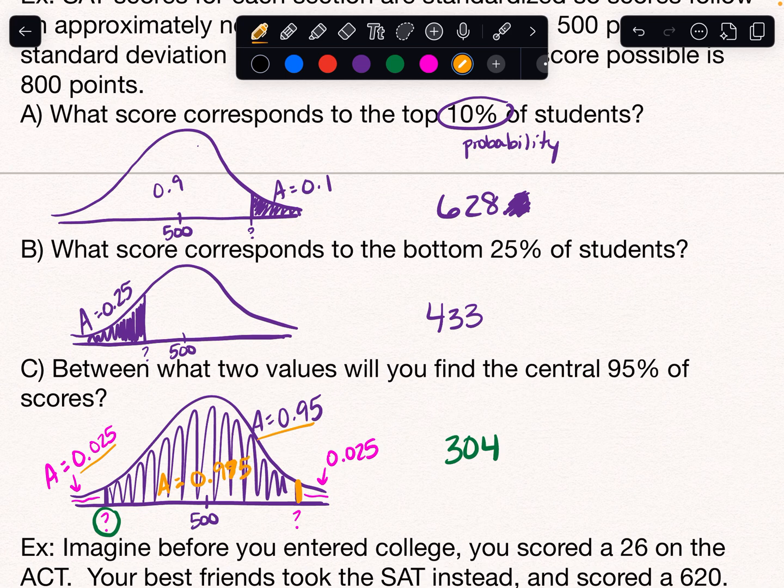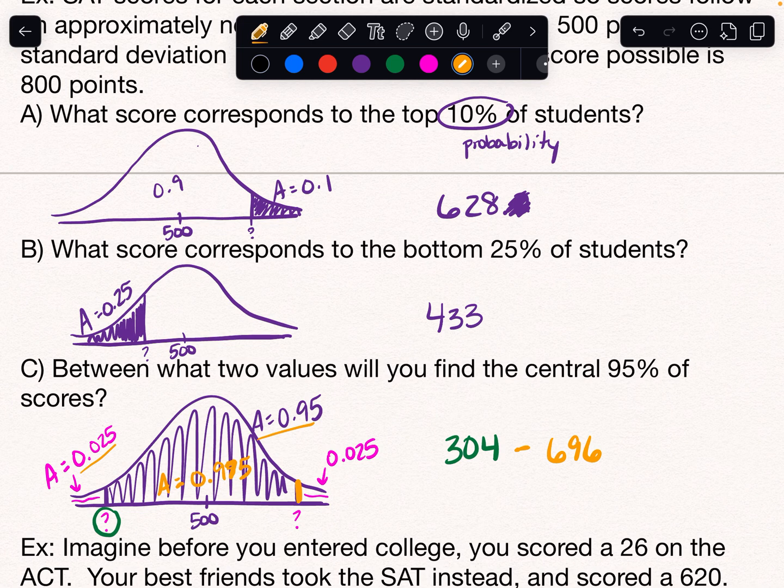So when I type that into my graphing calculator, okay, I should get out a data value of like 696 if I round. So these are the two scores that we get for the average of everybody. So I should fall between 304 to 696 on my SAT if I'm in the center 95% of students.